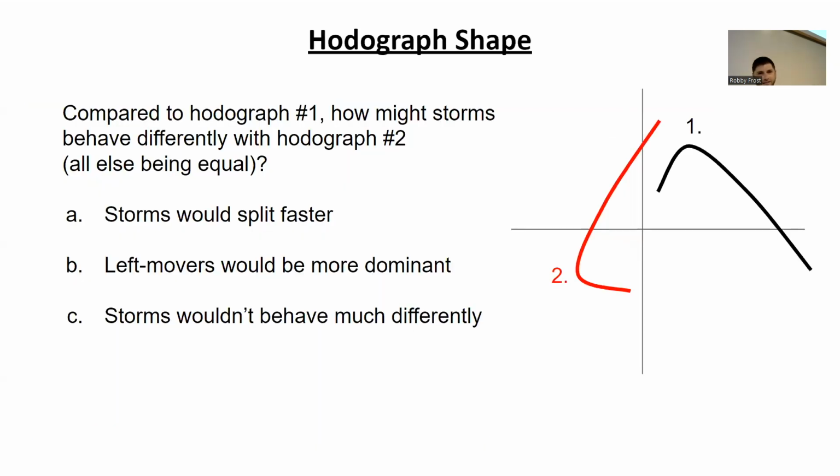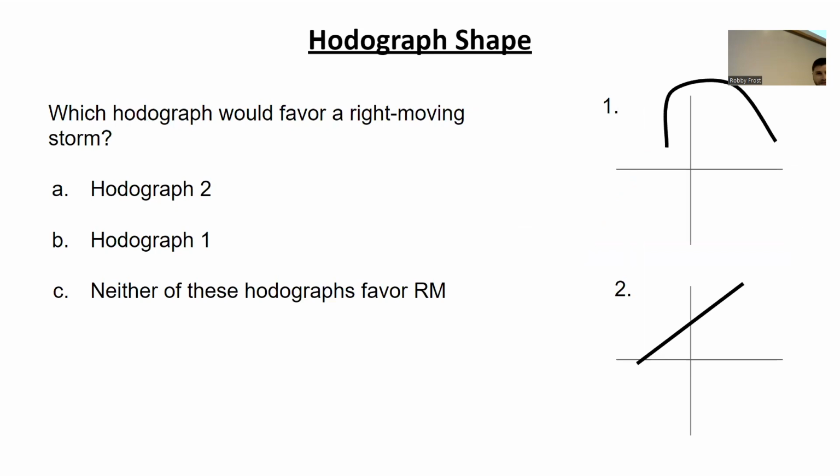But let's ask this question here. Compared to the Hodograph 1 environment, how do you think storms would behave differently in Hodograph 2, with everything else being equal? Any ideas? I don't think they would behave much differently aside from the direction you're moving. Okay, great. And that's because the shape and size are exactly the same. Perfect. That's exactly it.